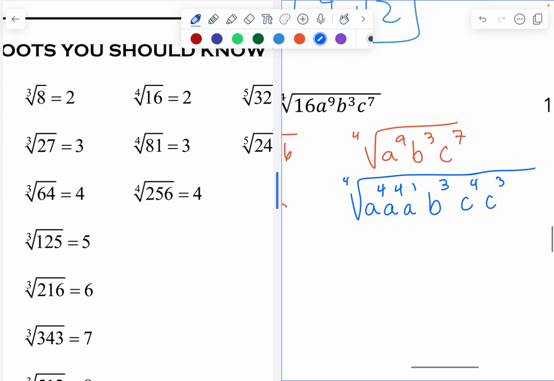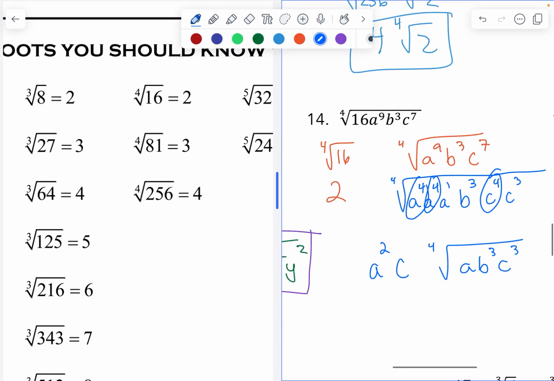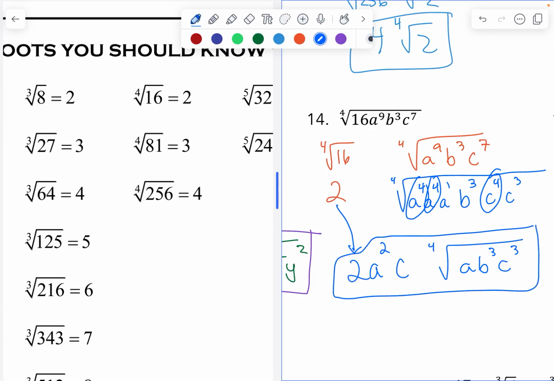Okay, there's 1, 2, so that's a squared. C, it's the only thing that I can take out. And then there's the 4th root of a, b to the 3rd, c to the 3rd, because those stay in. But then this 2 was outside, and there was no number left in the root. So that's it. That's your answer.